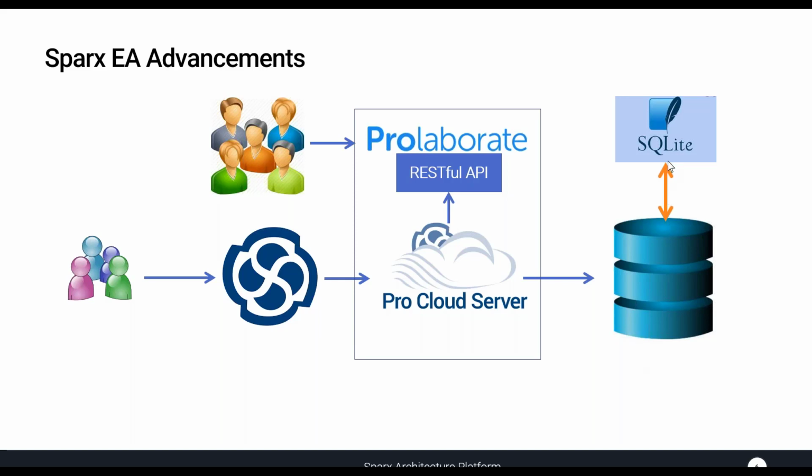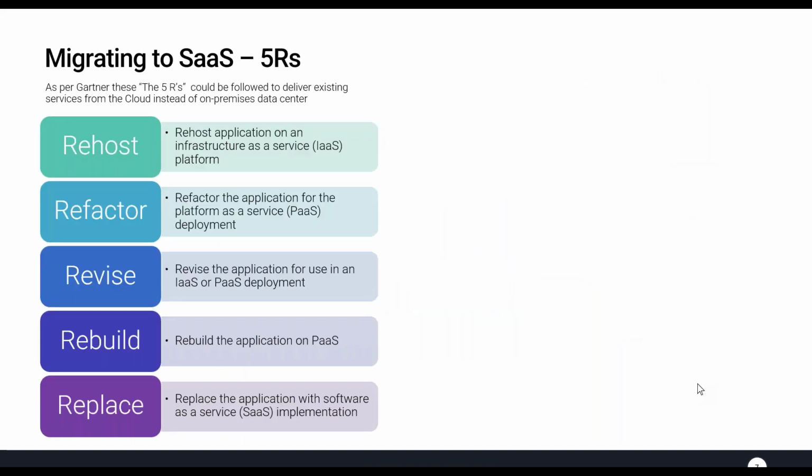But with the introduction of a strong, robust, and reliable database such as SQLite as the default database, we're now able to even take the EA SaaS for an individual practitioner or a small team to get started with. So that's something coming up in EA 16, but that's a really significant improvement from the EA side to enable cloud deployments. And when we talk about migrating to SaaS, again, just focusing on applications which have been in use for a number of years.